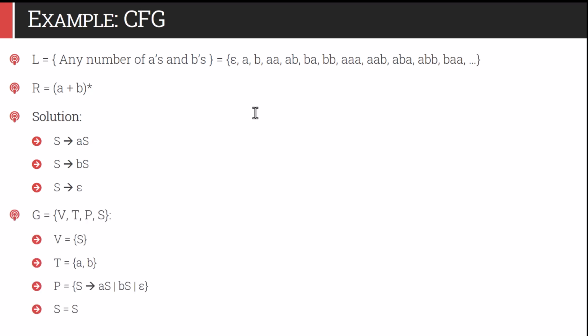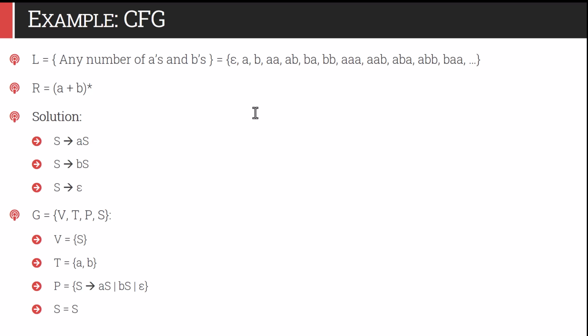So this is a very important production to remember. Very often we are going to use (a+b) whole star throughout the discussion, so make sure that you understand it properly. Using S gives aS, we can generate any number of a's. Using S gives bS, we can generate any number of b's.